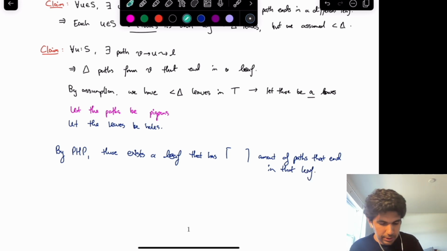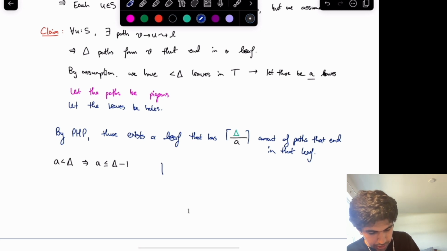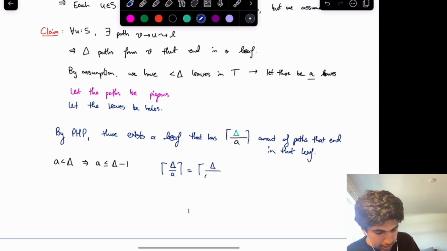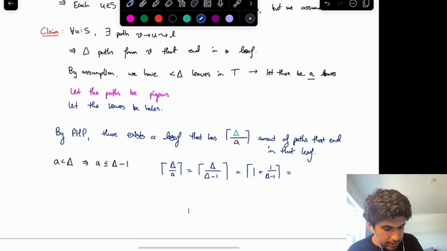Okay, so now we just want to fill in this fraction. So the numerator would be the pigeons. We have delta paths, and the denominator is the amount of leaves. So this is going to be A leaves. We know from assumption that A is less than delta, or equivalently, A is less than or equal to delta minus 1. So this fraction of delta over A is equal to the ceiling of delta over delta minus 1. We can rewrite this as 1 plus 1 over delta minus 1, and this is equal to 2.